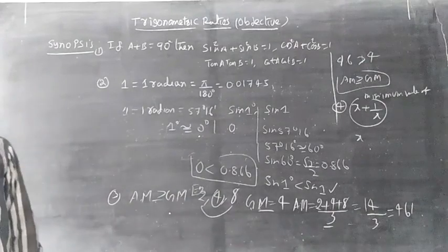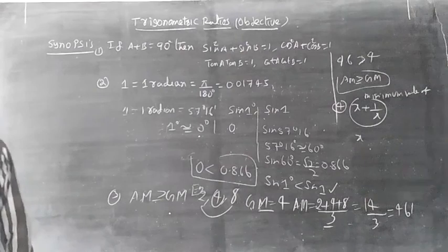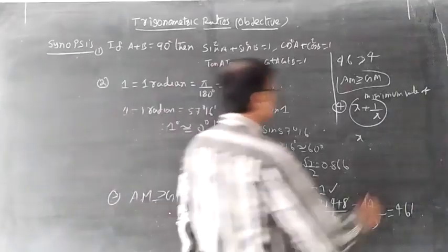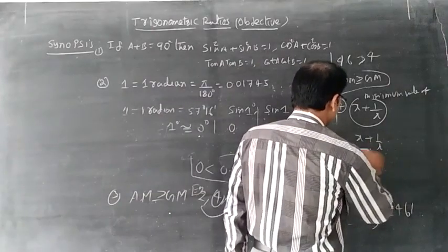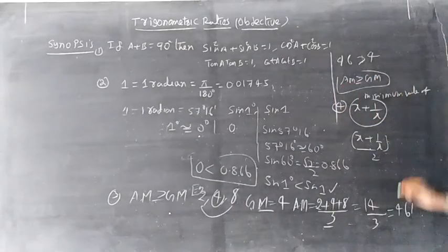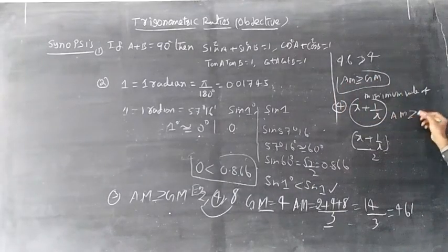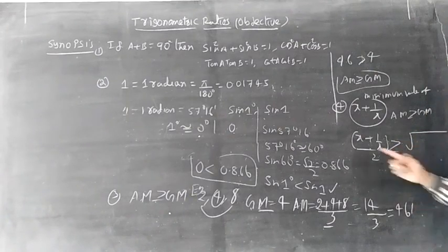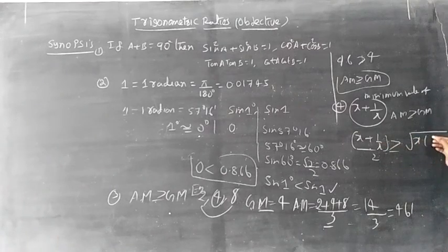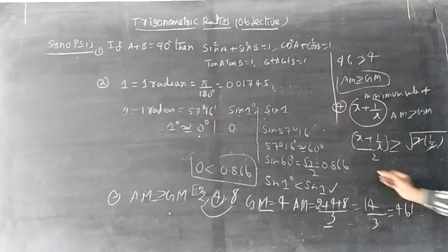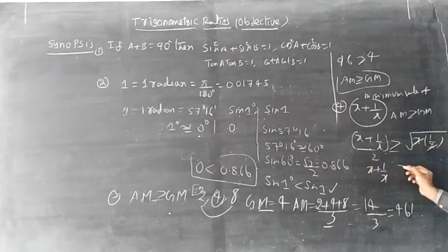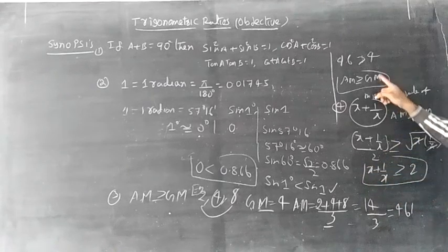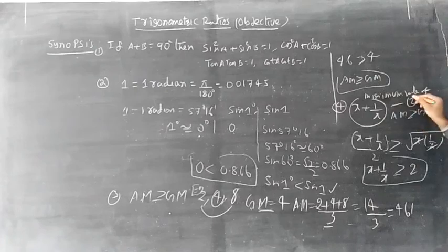If you are unable to see this, sit here. Okay, no problem. x plus 1 by x. So what is the arithmetic mean between two terms? Here x plus 1 by x whole by 2, because there are two terms. We are applying the concept AM greater than or equal to GM. The geometric mean is the square root of x into 1 by x. x and 1 by x get cancelled. So x plus 1 by x is greater than or equal to 2, because this is root 1. So the minimum value of x plus 1 by x equals 2.